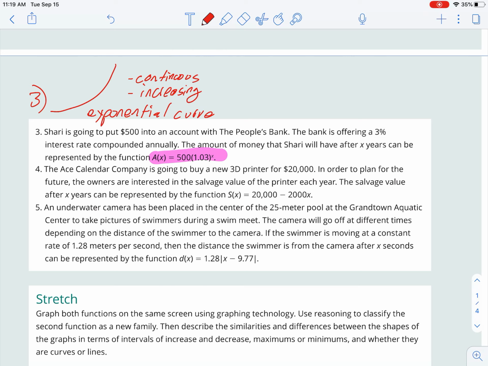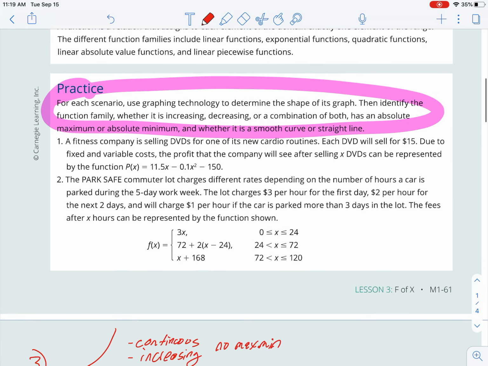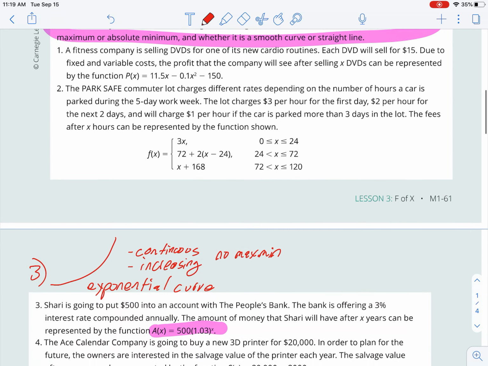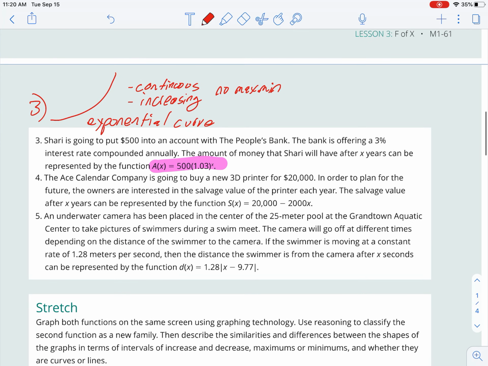It's an increasing function. It has no absolute maximums or minimums, okay? There's no turns to go from increasing to decreasing. It's just increasing all throughout. So there's no maxes or mins, okay? And I think that actually kind of answers everything. Yeah, it's a smooth curve, and it's what we call an exponential curve, and it's continuous.